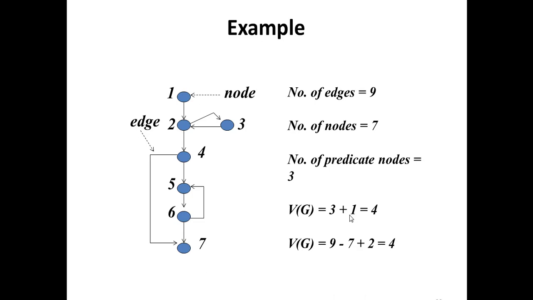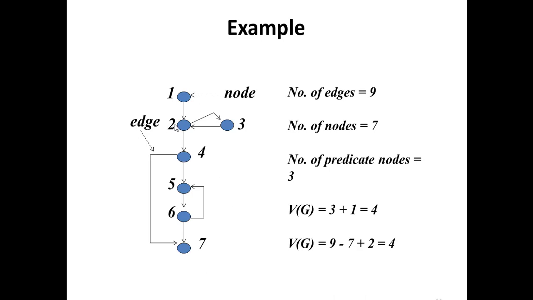The other formula says that you have to find out how many predicate nodes there are, and to that number of predicate nodes you have to add 1 to find the independent paths. Predicate nodes are the nodes which determine the different routes. They are responsible for changing the route of your code.